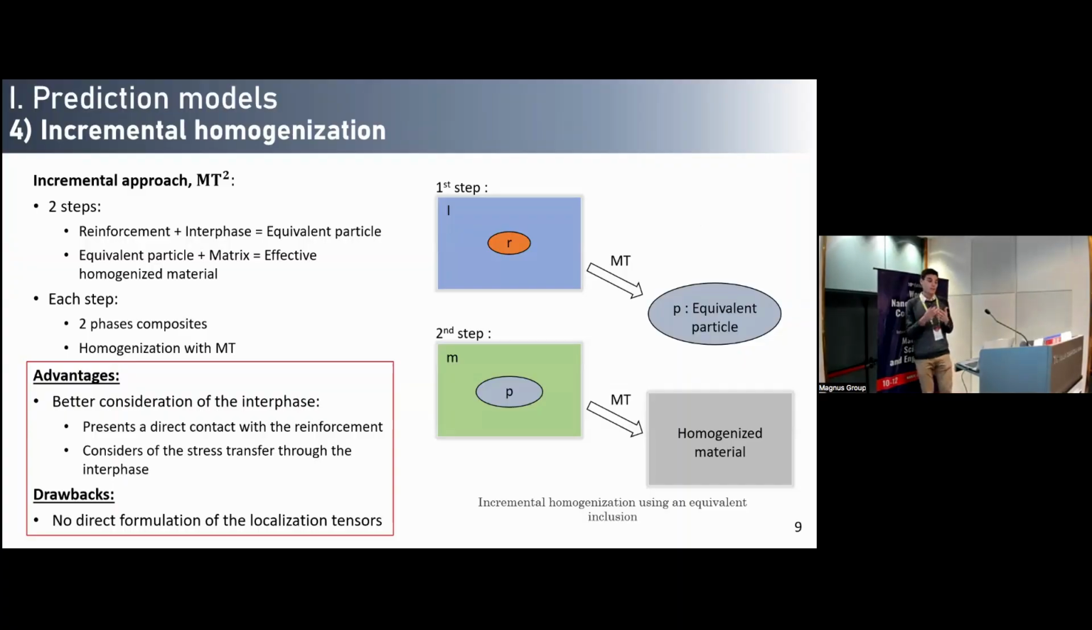In order to solve this issue, we try to consider an incremental approach. So this time we do a two-step approach. First step, we consider the reinforcement inside the interface to find an equivalent particle, and this equivalent particle is then added to the matrix to get the homogenized property of our nanocomposite. With this approach, we've got a better consideration of the interface, which represents a direct contact between the reinforcement and interface. However, it doesn't give us a direct formulation, since it's a step-by-step, incremental approach, so we don't have the direct formulation this time of the localization tensor.